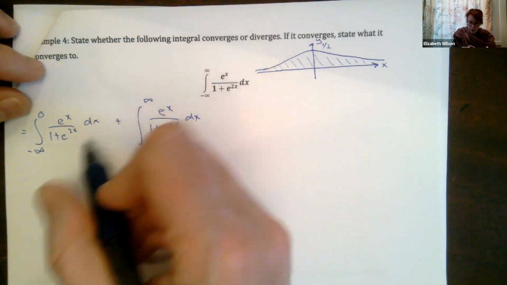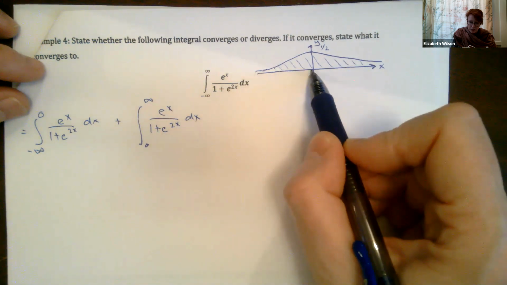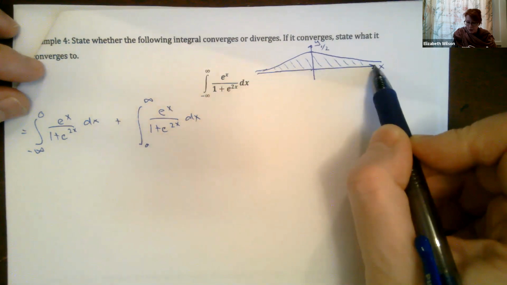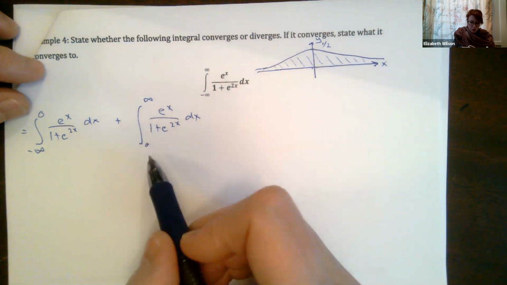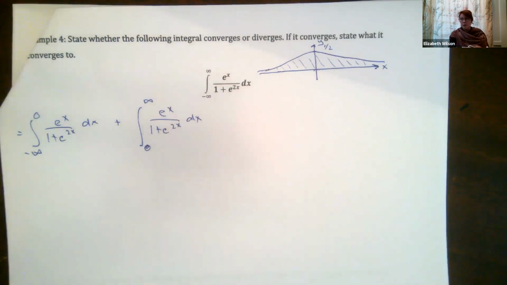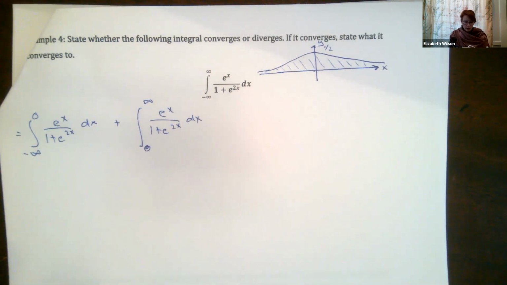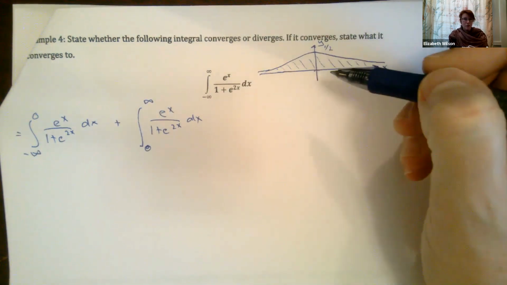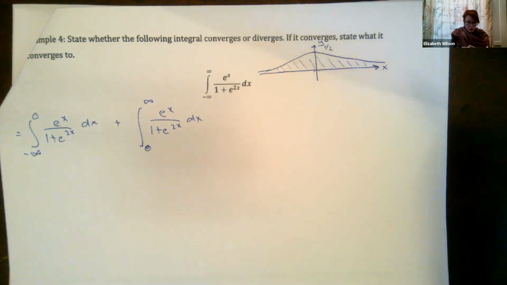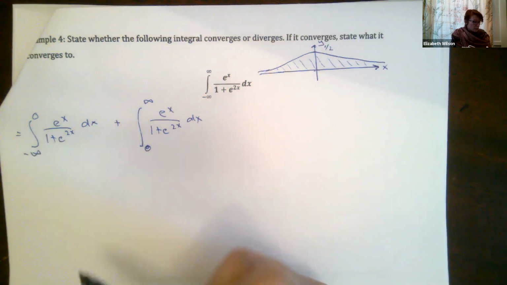Right, we're going to add that together. So I'm going to do an integral from here to here and then from here all the way out to infinity. You can choose any number you want. It doesn't have to be zero. Zero is really easy to work with, so I tend to use it because it's a nice spot, unless I have a discontinuity at zero, then I'll have to choose a different value. So zero is a nice spot to break things up at.